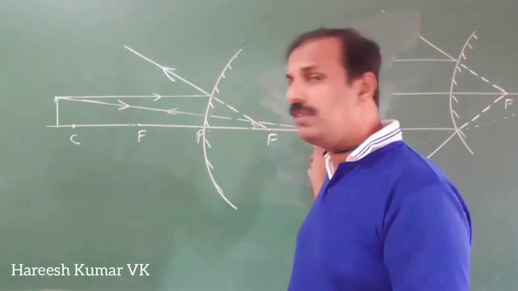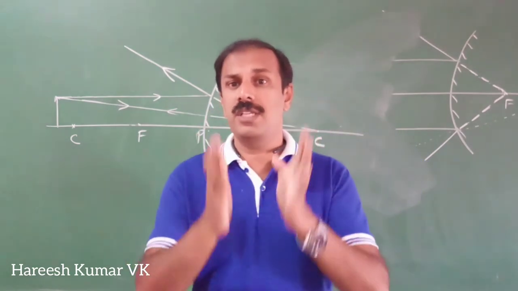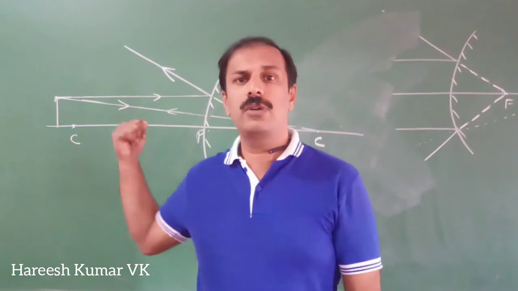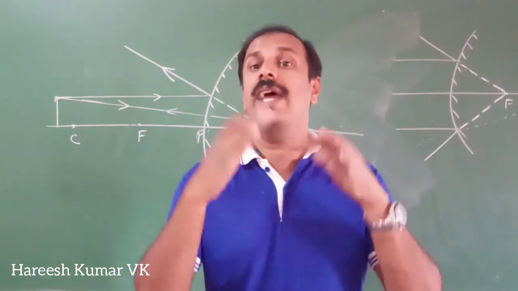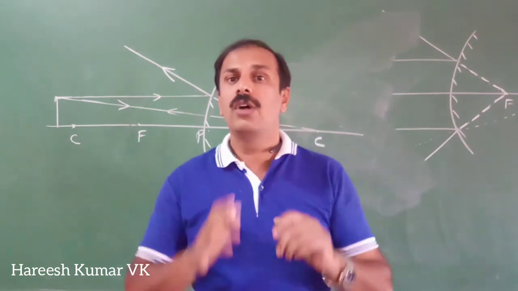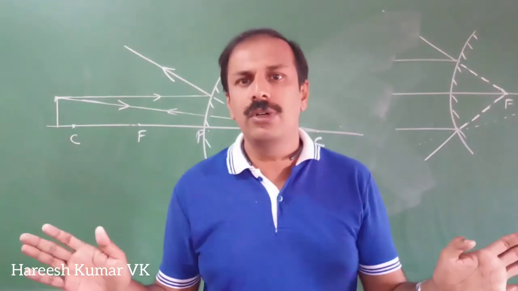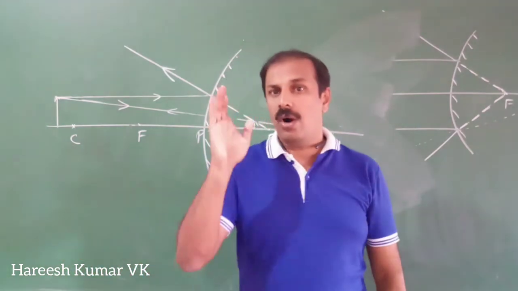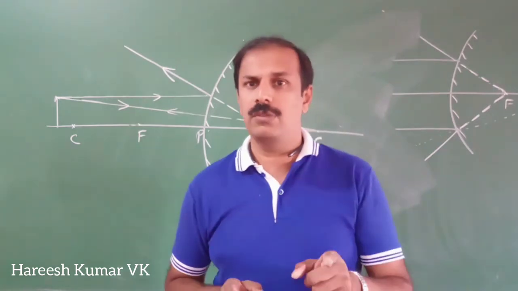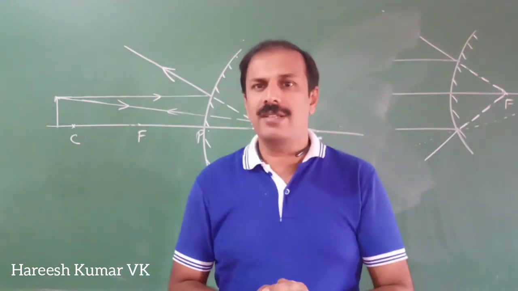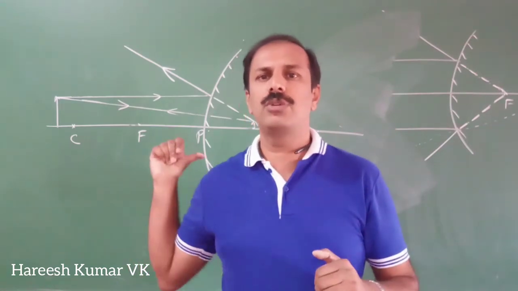So how will you identify whether it is a concave or convex? Here you see in both these cases it is a diminished image. So if a virtual and erect image is diminished, then it is due to a convex mirror. If a virtual and erect image is enlarged, then it is due to a concave mirror. All real and inverted images are due to concave. If it is virtual and erect and enlarged, then it is due to concave. If it is diminished, then it is due to convex.